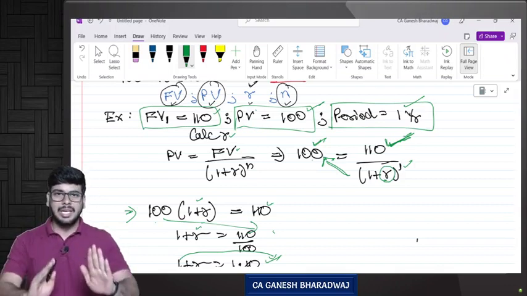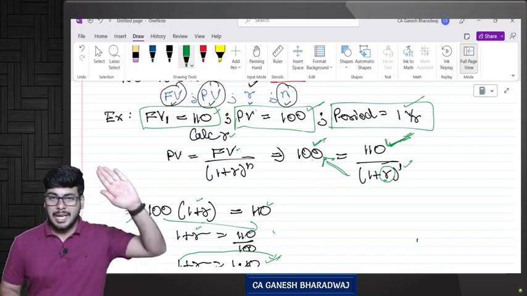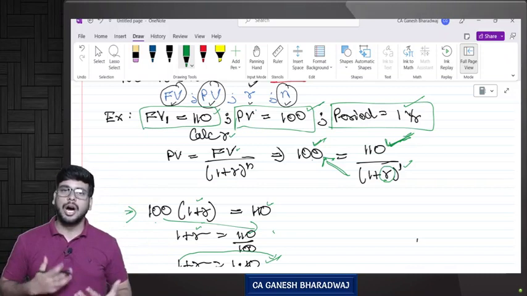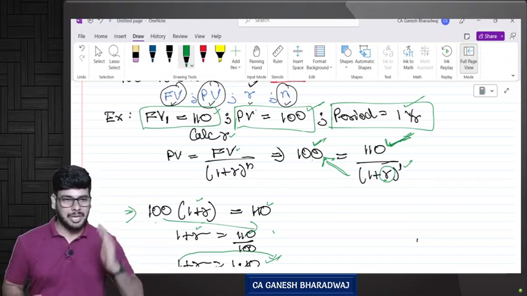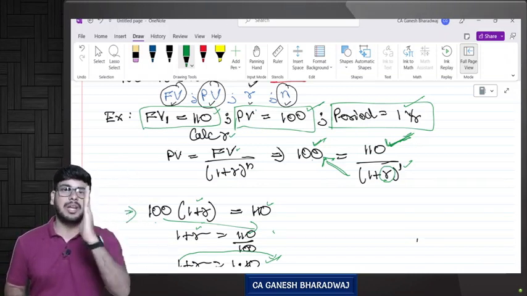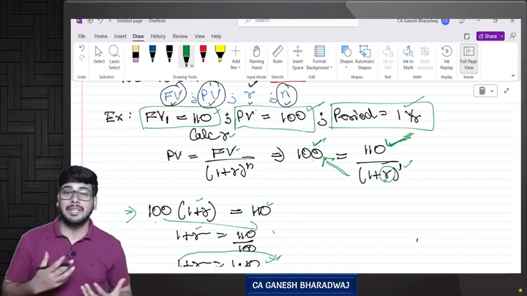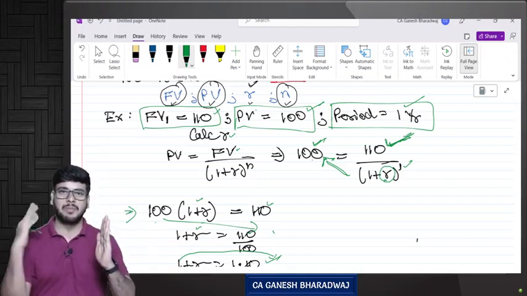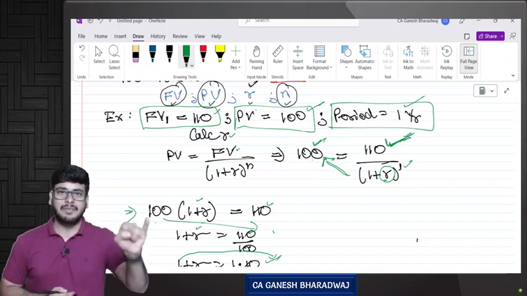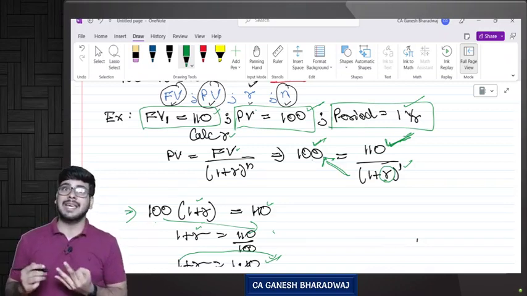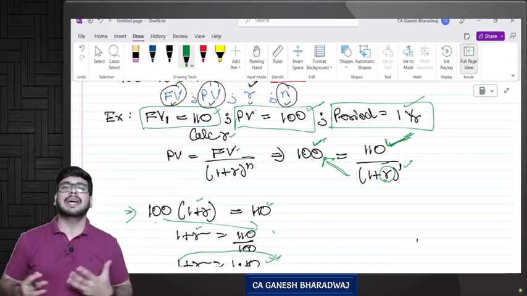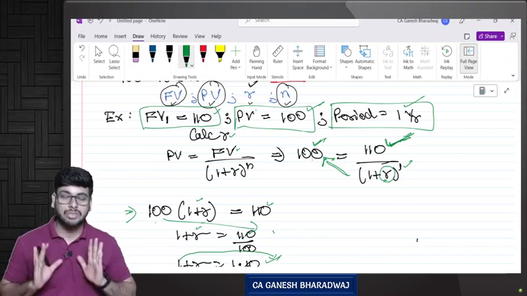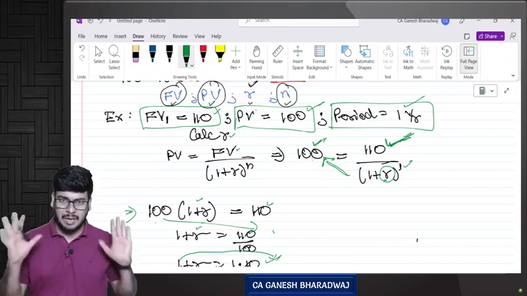So basically, right now what we have seen is IRR for a single cash flow model. How do you calculate that? Very simple. You just populate the formula for your present value and future value. Present value is equal to future value divided by (1 plus R) the whole power N. Present value is given, future value is given, and N, the period, is also given. Calculating the R in this case is called IRR. Clear? For the time being, you just understand this.